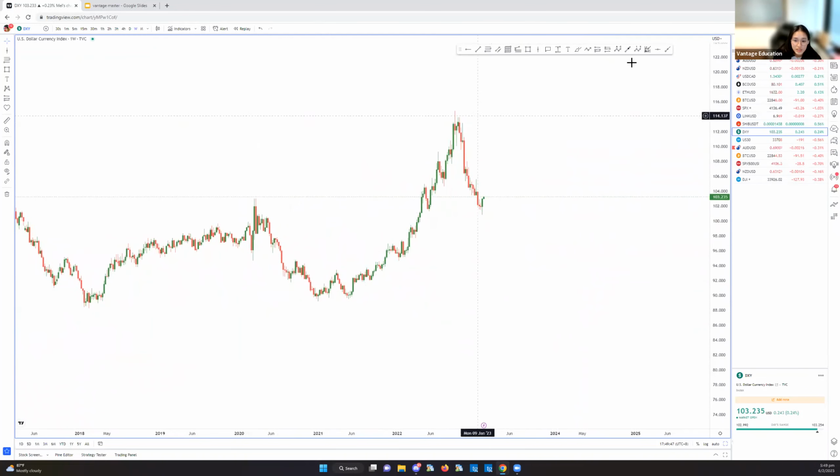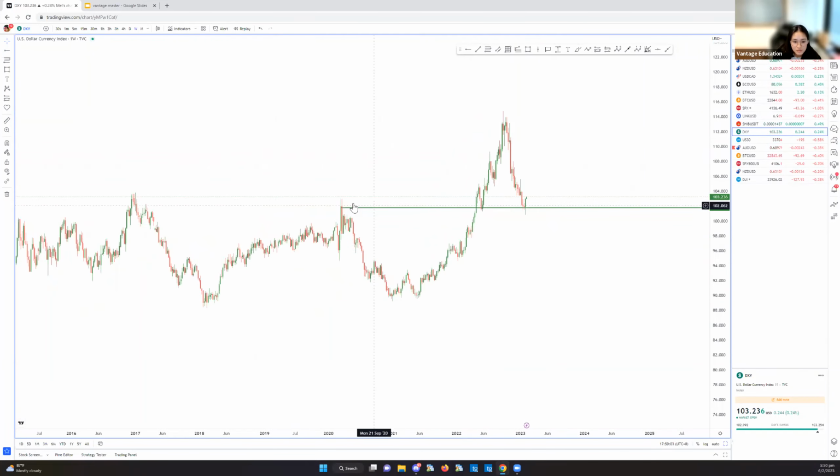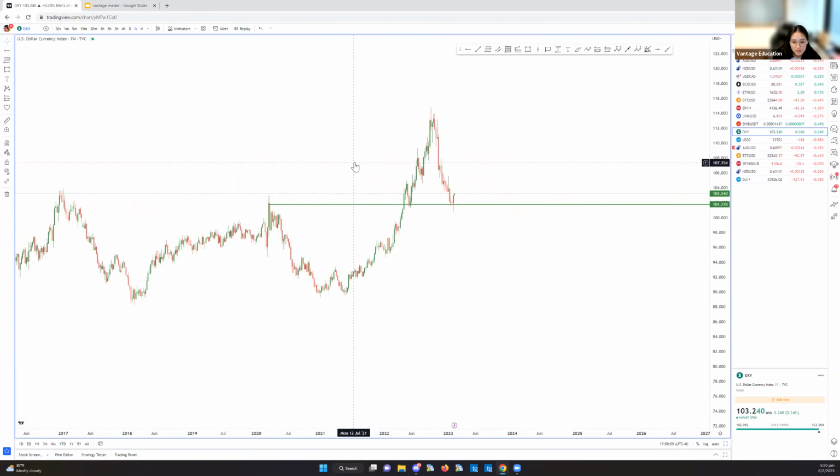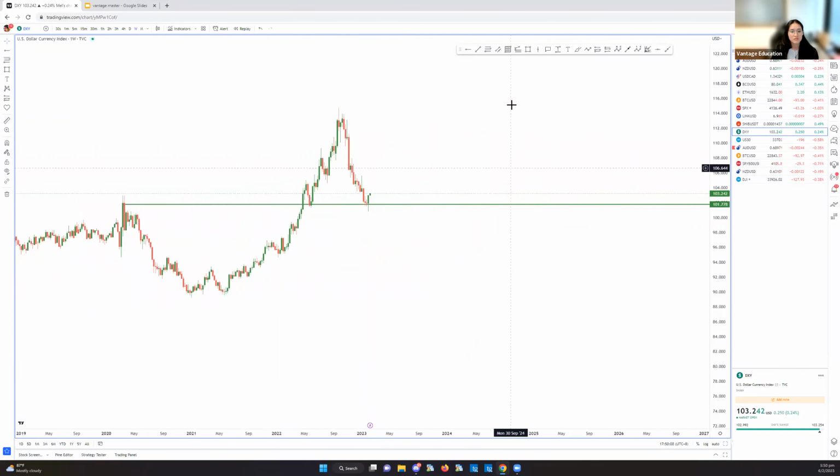We can see price has dropped from this swing high level over here. But we can also see that price is kind of reversing off of this support level here. So we could have a bullish bias over here. But let's take a look at our daily time frame.